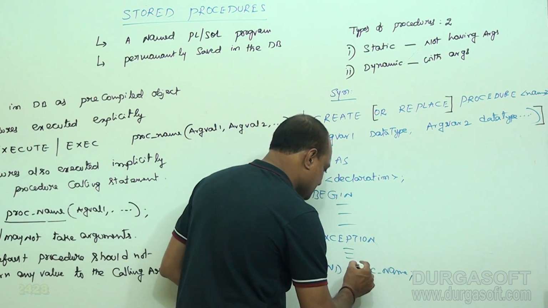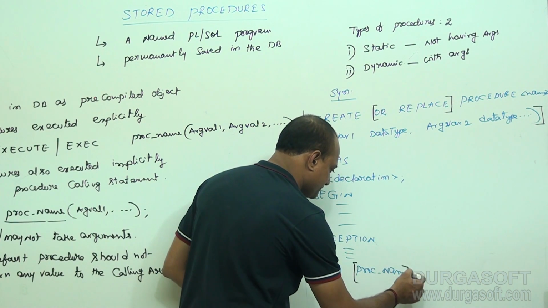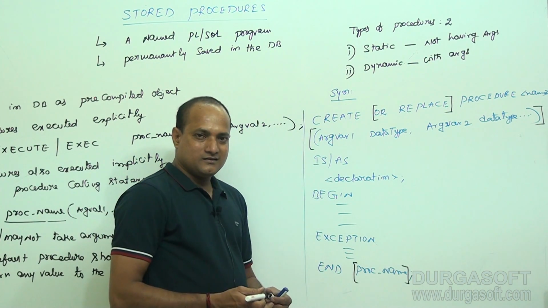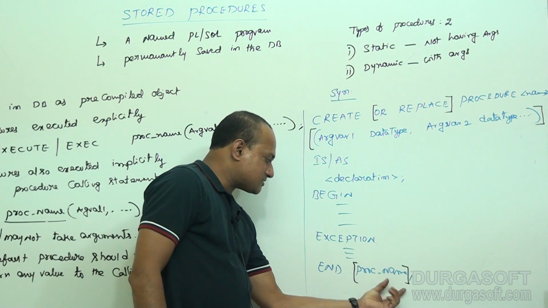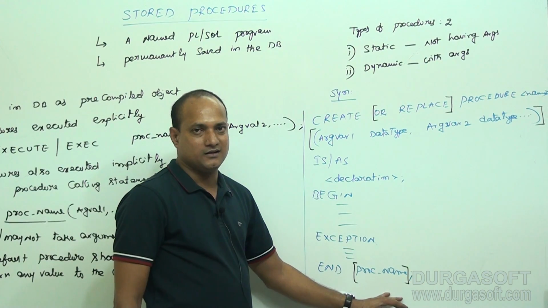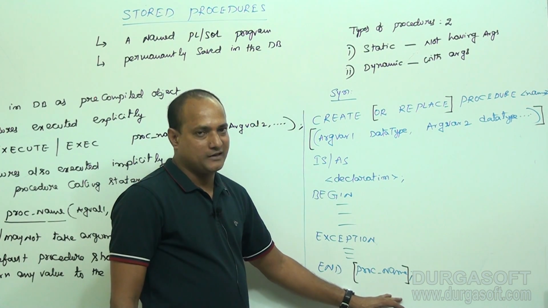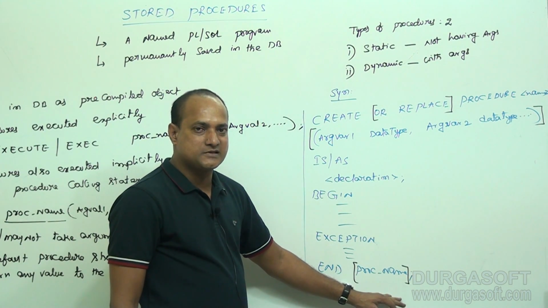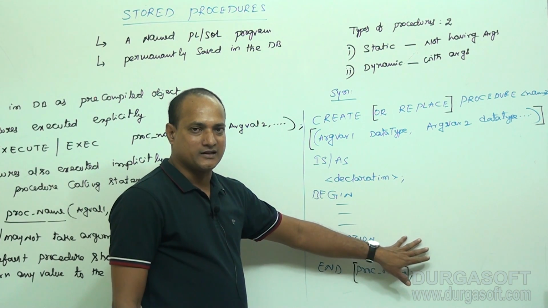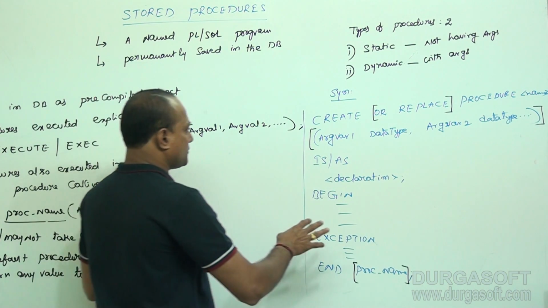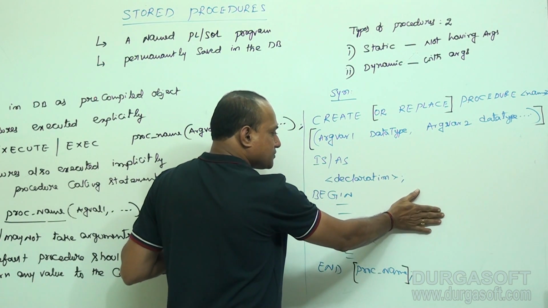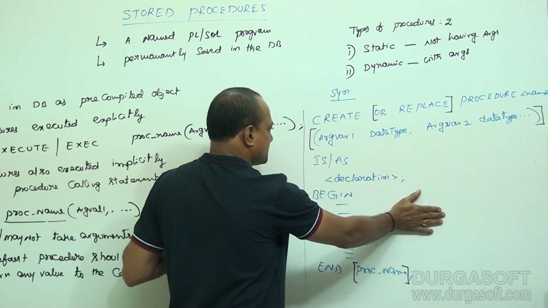So whatever the square brackets here I am using, whatever the items within the square brackets is always optional. You may specify, may not specify. May not specify, no errors. Remember that. Okay. So this is called as procedure structure, syntax of the procedure creation.